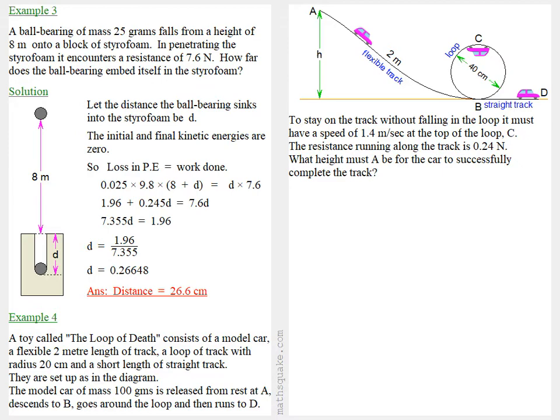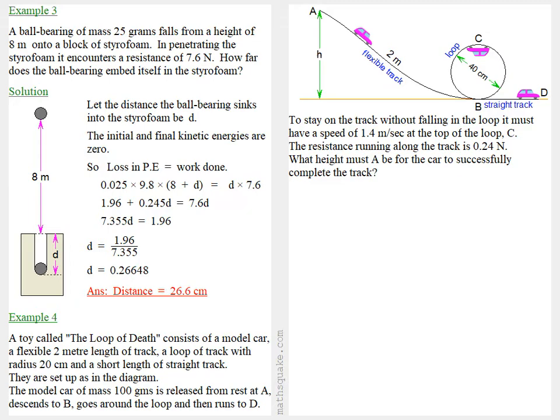Example 4. A toy called the Loop of Death consists of a model car, a flexible 2-metre length of track, a loop of track with radius 20 centimetres, and a short length of straight track. They are set up as in the diagram. The model car of mass 100 grams is released from rest at A, descends to B, goes around the loop and then runs to D.